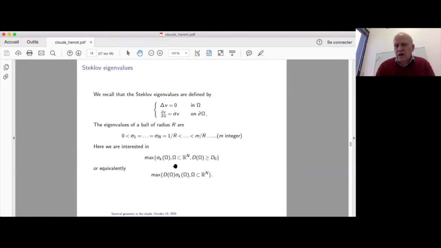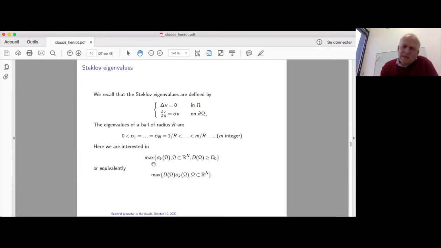So for the ball in Rn, the first n eigenvalues are equal to 1 over the radius of the ball. And then you get 2 over the radius, 3 over the radius, and so on. So for the Steklov eigenvalues, it's well known that it is not the minimization problem which is interesting, because the infimum of the sigma k will always be 0. It's a trivial problem in some sense, whatever the constraint you put, actually.